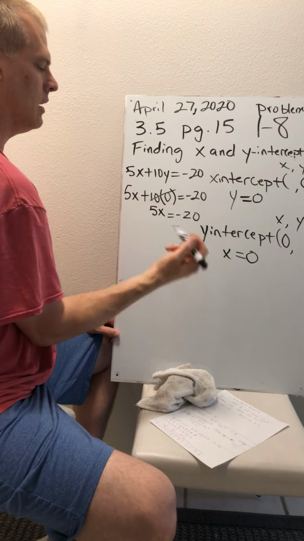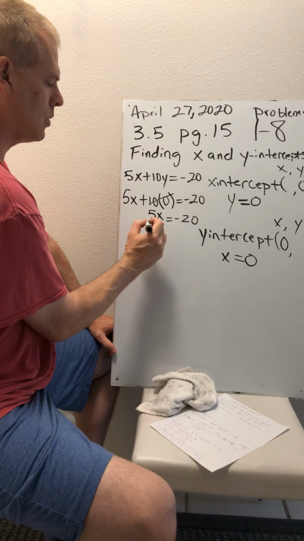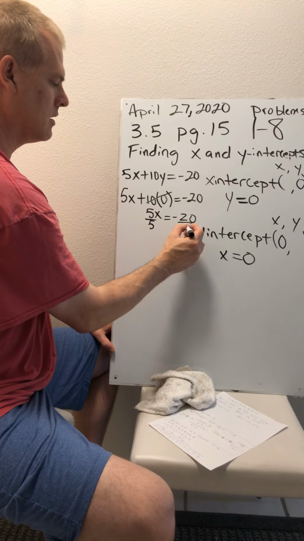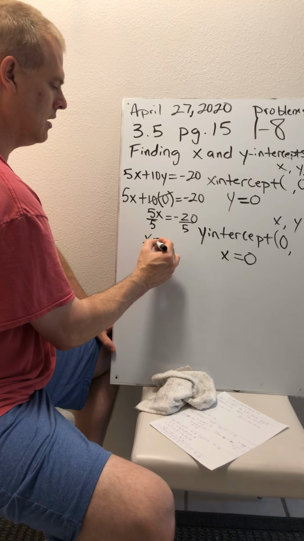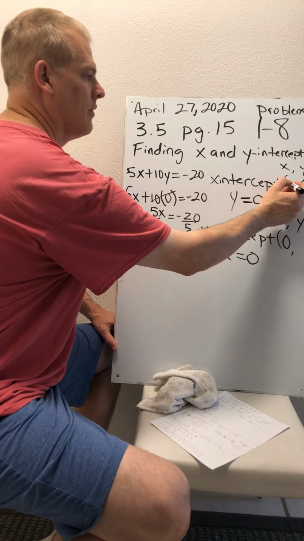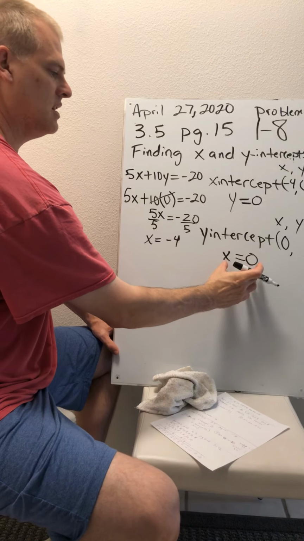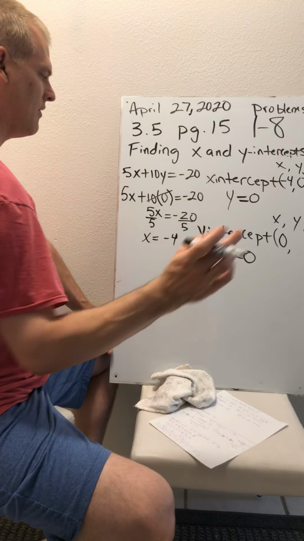equals negative 20. Well, again, we're at the part where we need to divide, so we divide by 5. Divide by 5, x equals negative 4. Where are we going to put the negative 4? Here for x. So now we're going to do the second problem, but this time I'm going to take the 0 and plug it in for x this time.